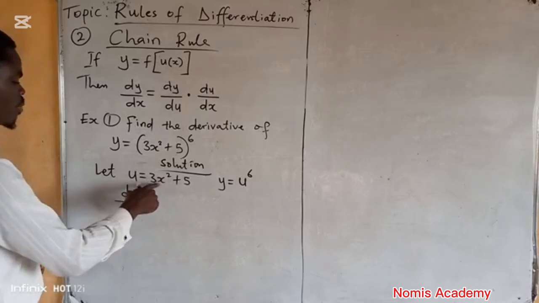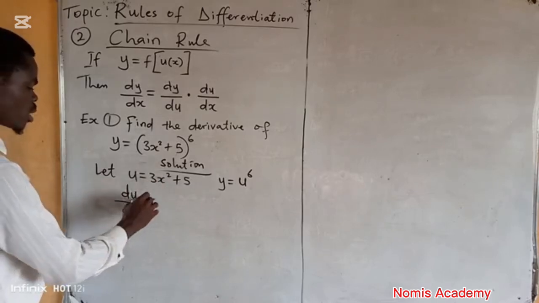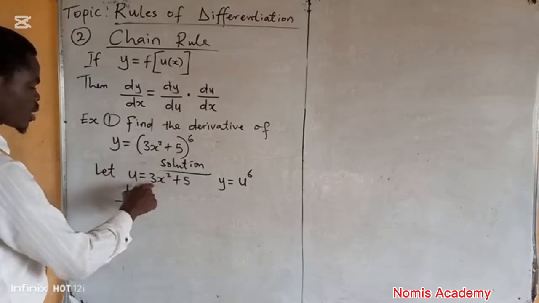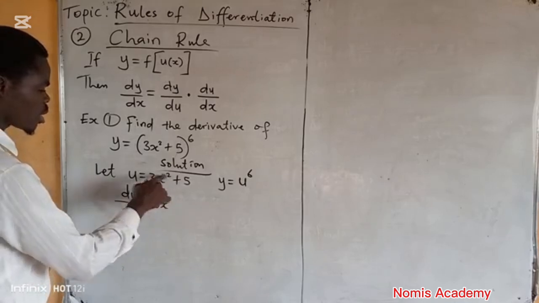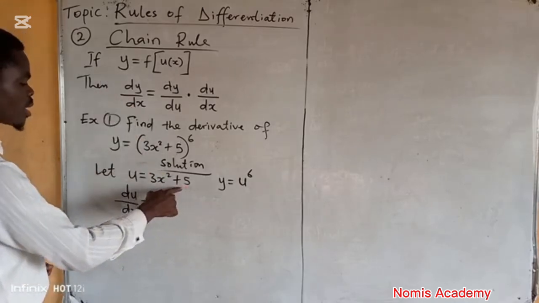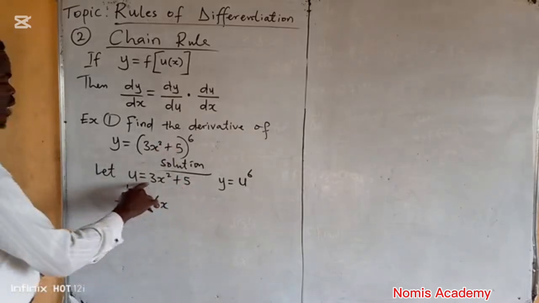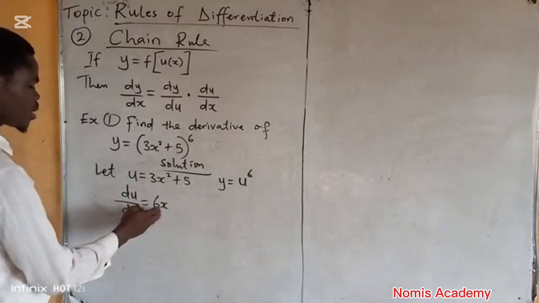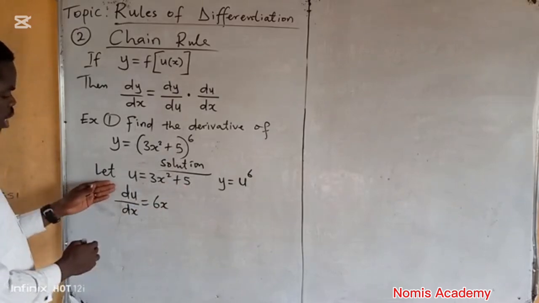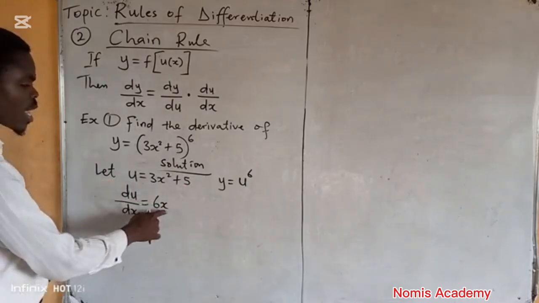Finding the derivative of 3x squared, and that will be what? 2 times 3 is 6x. 2 minus 1 is 1, so we have 6x. Then when you find the derivative of a constant, you have 0. So the derivative of the whole of this is 6x. So we've gotten du over dx to be 6x.